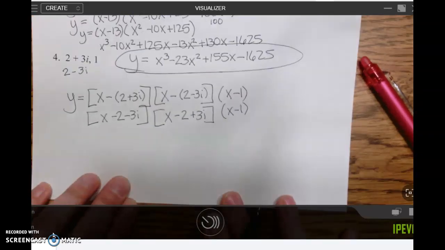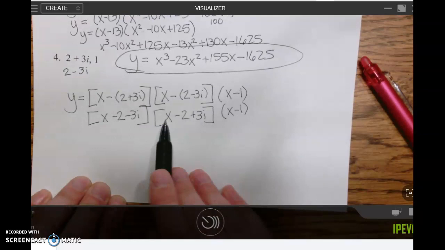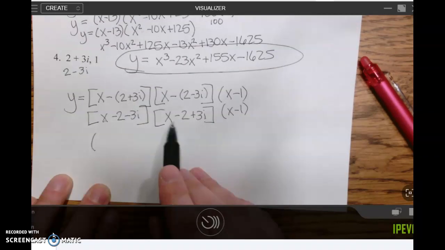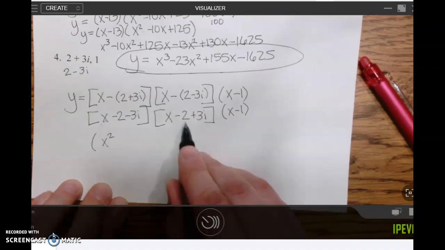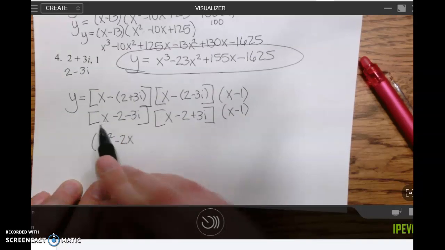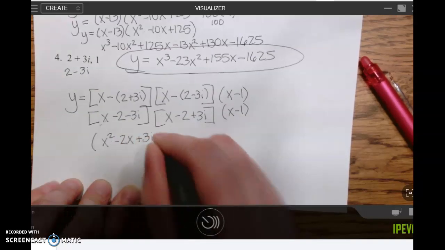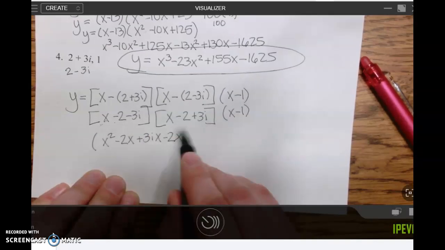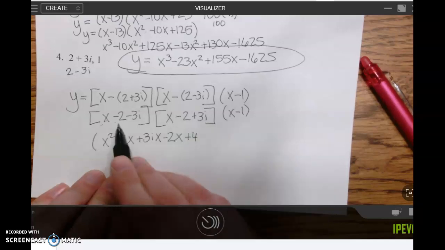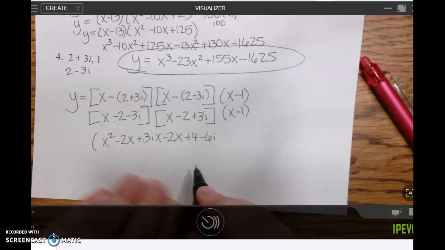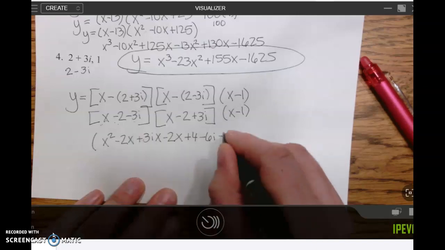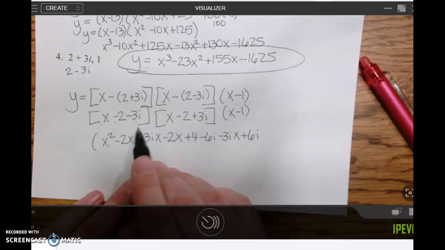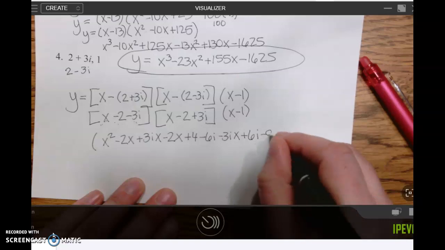And here's the big multiplying step. So x times all three, negative 2 times all three, and negative 3i times all three. Take your time here so you don't make a mistake. X times x is x squared. X times negative 2 is negative 2x. And x times 3i is positive 3ix. Now on to the negative 2. Negative 2 times x is negative 2x. Negative 2 times negative 2 is positive 4. And negative 2 times 3i is negative 6i. And then last of all, negative 3i times x is negative 3ix. Negative 3i times negative 2 is positive 6i. And negative 3i times positive 3i is negative 9i squared.